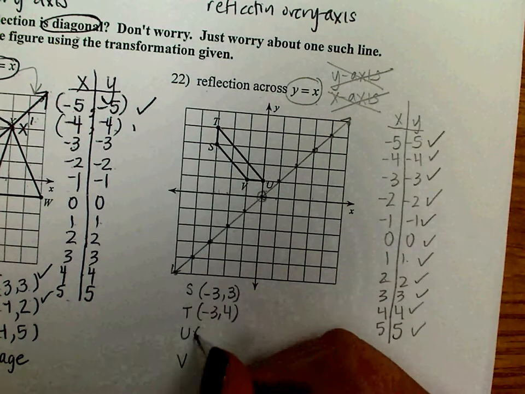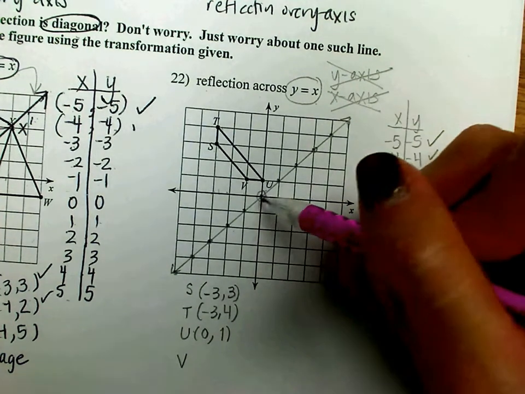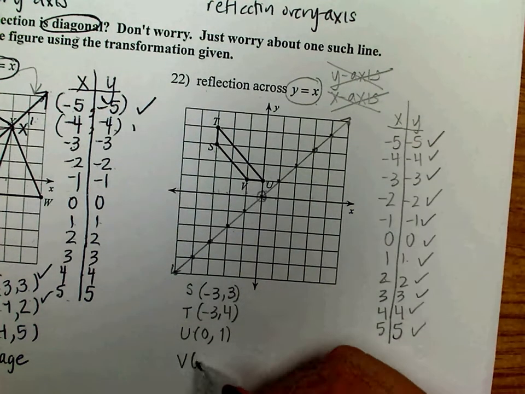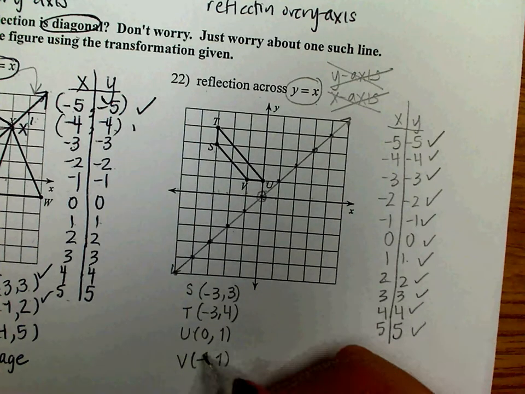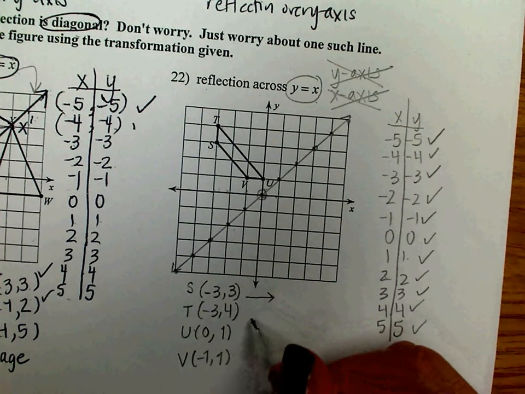And then for U, it's just up 1. So it didn't go left or right, which is 0, and then it went up 1, so it's a positive 1. Then V went left 1, then up 1, so it's going to be negative 1, comma 1. These are your pre-image. Now let's see what the image becomes.